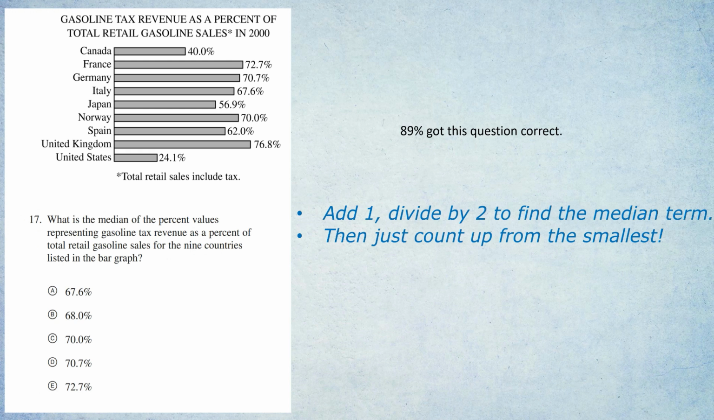So let's count up the 5th country from the smallest going upwards. That'll be the United States, then Canada, then Japan, then Spain, and the 5th one is Italy at 67.6%, which is A, which is the correct answer. We didn't have to write them all up. We just needed to know how to find the median term and then count up from the bottom or down from the top. Okay, time for a harder example.